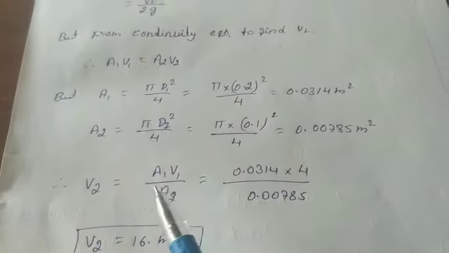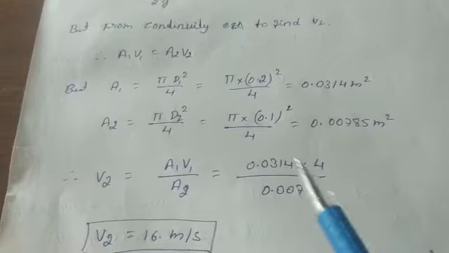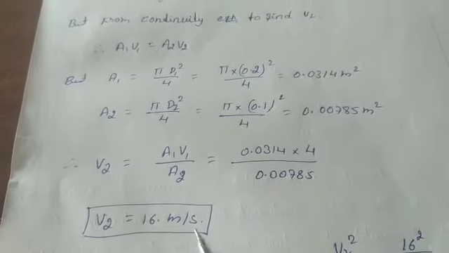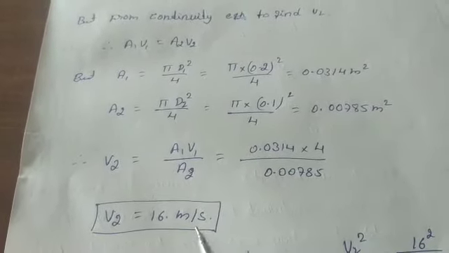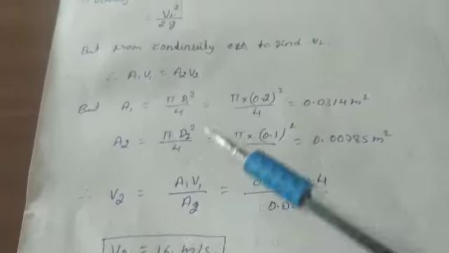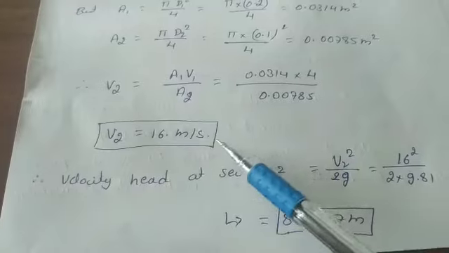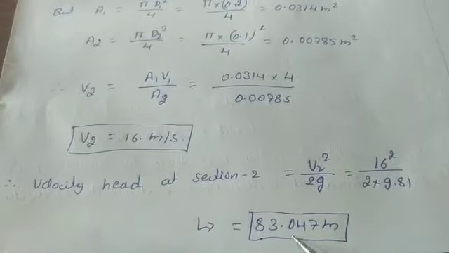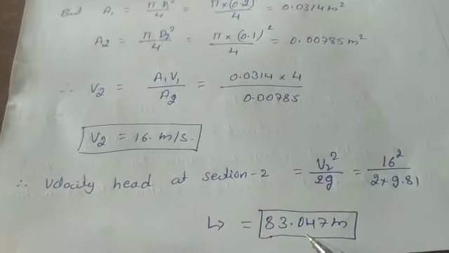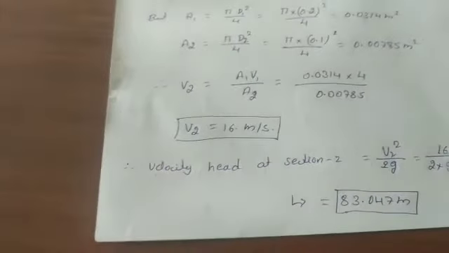After getting the A1 and A2 values, put them into this equation, and you get V2. V2 is equal to A1 V1 divided by A2. Substituting those values, V2 is 16 meter per second. Then put this V2 value into that equation, and you get the velocity head at section 2, that is 83.047 meter. Now we also have to identify the rate of discharge.